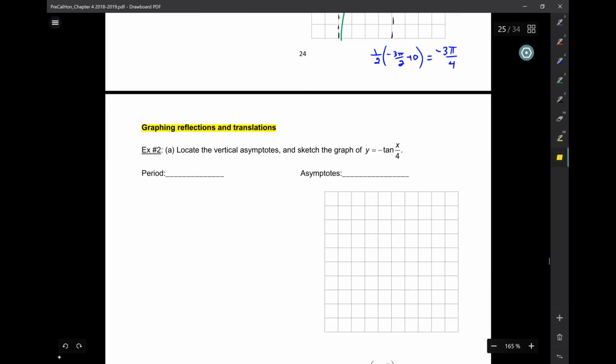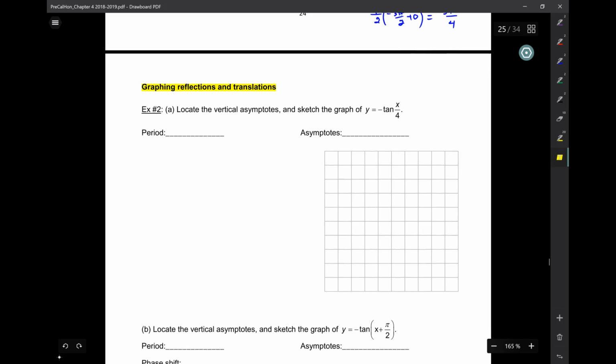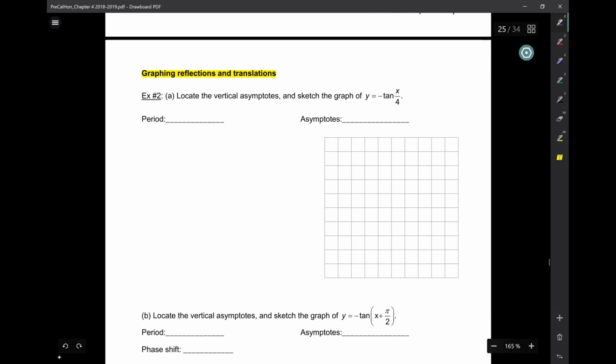This time, let's talk about reflections and translations. Period is going to be how much here? Pi over 1/4, so 4 pi. Okay, so for the asymptote, it's going to be x over 4, and we're going to go from negative pi over 2 to pi over 2. I'm going to multiply everything by 4. So it's going to be negative 2 pi to 2 pi.